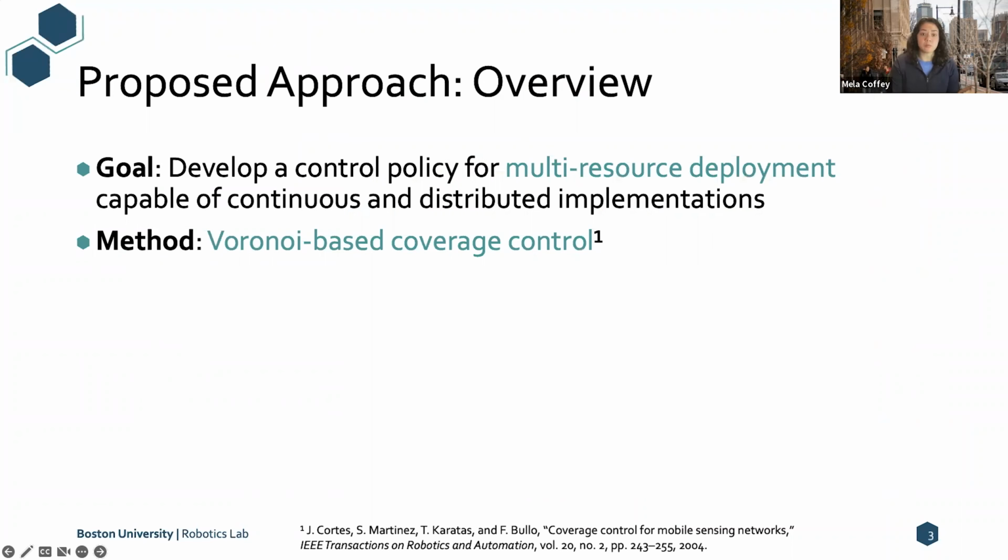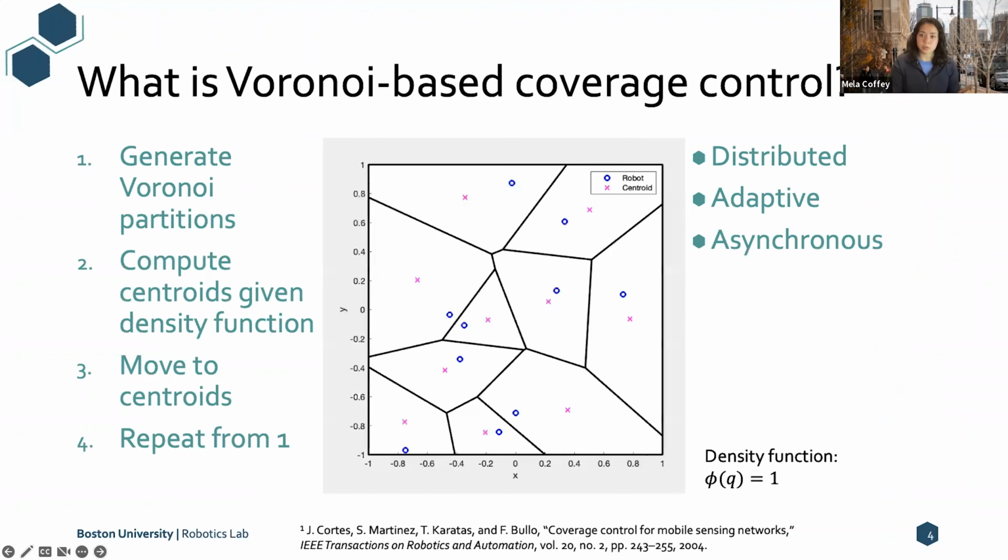And we propose a Voronoi-based coverage control approach. If you're unfamiliar with Voronoi-based coverage control, I'll briefly discuss it here. First, we have the robot positions. These are the blue circles in this figure. And given those positions, we compute the Voronoi partition. So each robot has its own cell, and all of the points in that cell are closest to that robot.